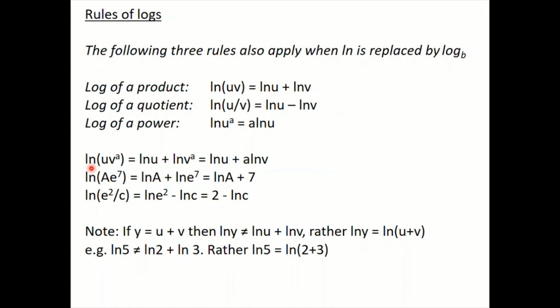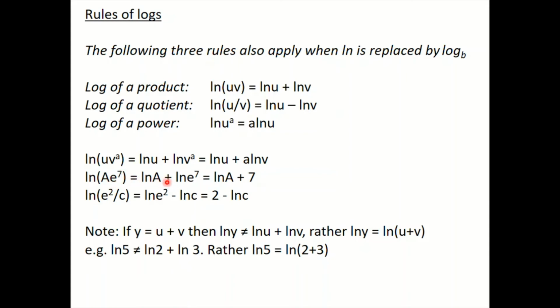So here we've got the natural log of u times v, and v is raised to the power of a. So applying the product rule as a starting point, we would have the natural log of u plus the natural log of v raised to the power of a, and then we can apply the log of a power, and in our final step we'll just take this a to the front here, as you see here, before the natural log. And here we've got the natural log of a times e raised to the power of 7.